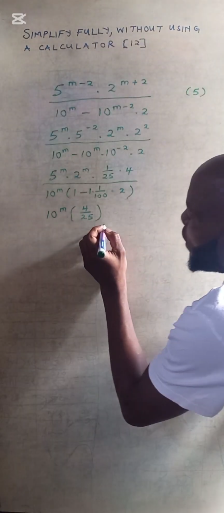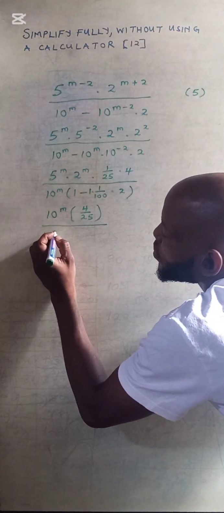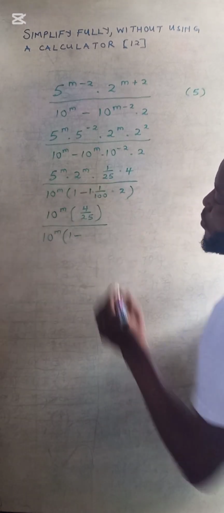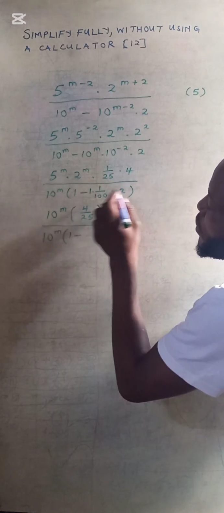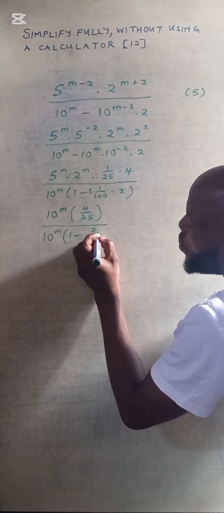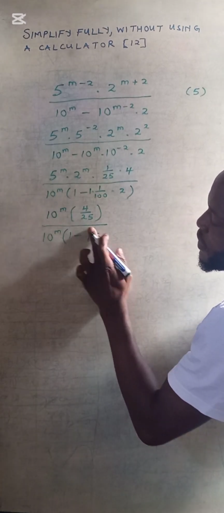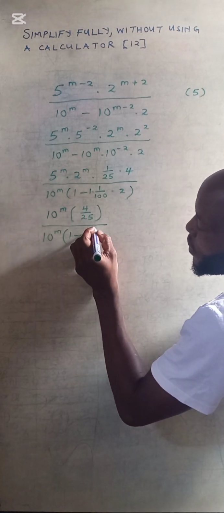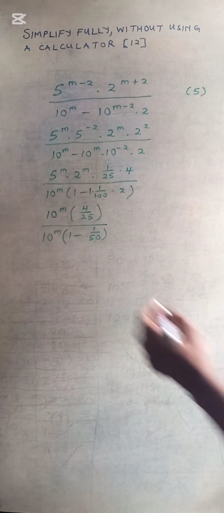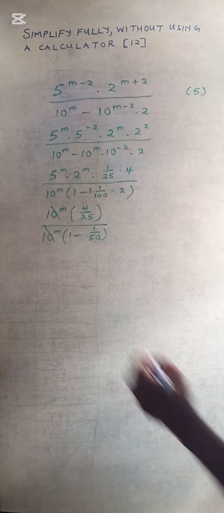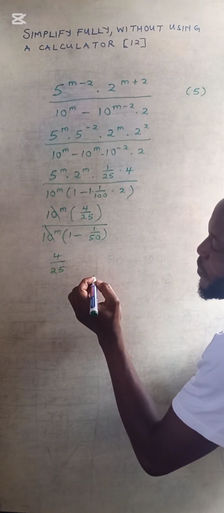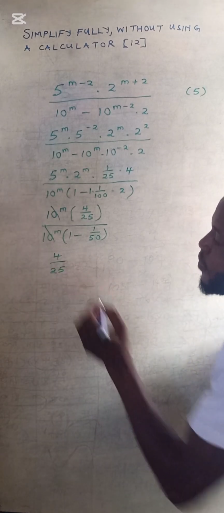Okay, we're good. Divided by, we have 10 to the exponent m times 1 minus 1 over any number is that number, 2 by 1 over 100. We have 2 over 100, which can be simplified to 1 over 50, right? Okay, we're good. So this one can cancel out with this one. So we have 4 over 25, and you remember we are simplifying without the use of a calculator.